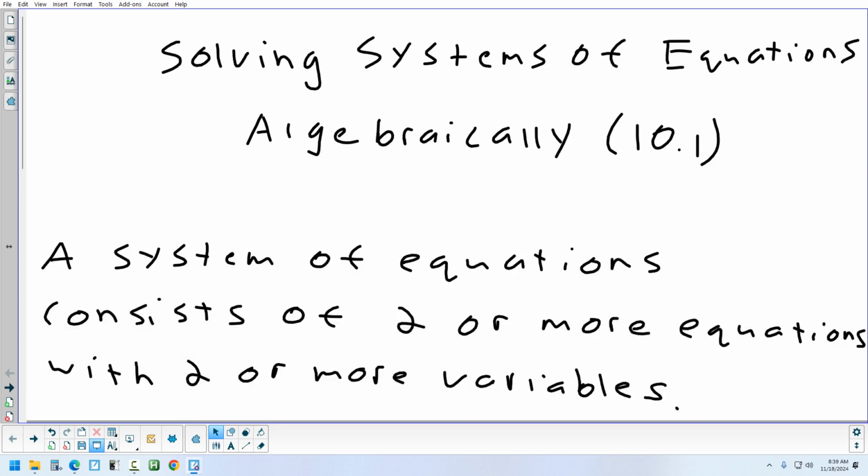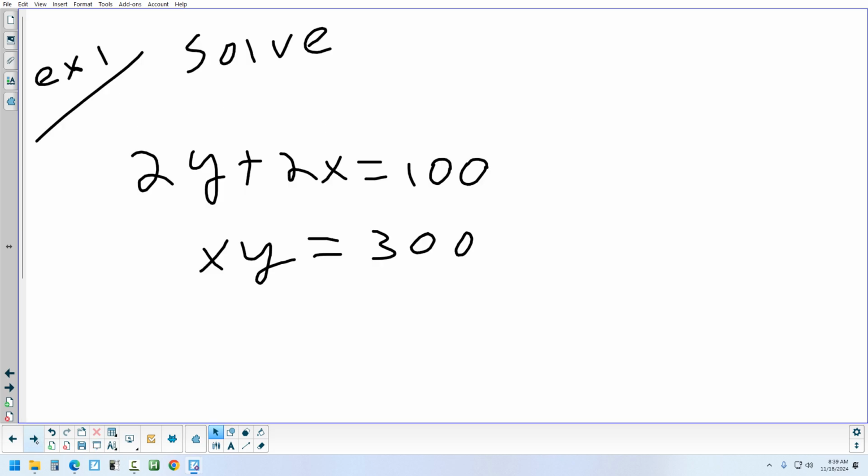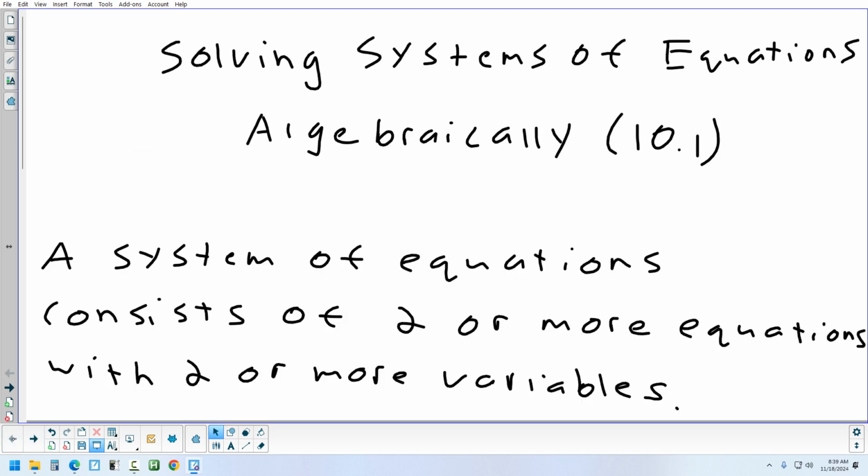So a system of equations is when you have 2 or more equations and you're solving for 2 or more variables. In the problems that I give you, you will always have the same number of equations as variables. So if you're solving for 2 variables, I will give you 2 equations. 3 variables would be 3.